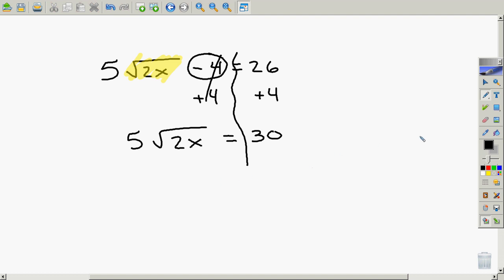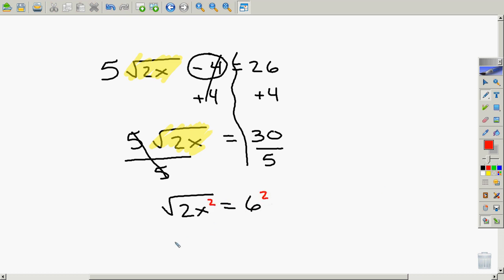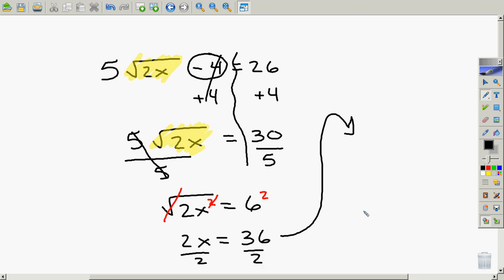The next thing we need to do then is we need to leave this radical and what's underneath it. We've got to get rid of that 5. We did one like that. We divide by 5, divide by 5. These cancel, so we get radical 2x equals 6. And now we know how to finish this. Now that we only have what's underneath the radical left, we square both sides, square, square. These cancel, we end up getting 2x equals 36, because 6 squared is 36. And then to finish this, divide by 2, divide by 2. And we can see that x is 18 when this side cancels out.